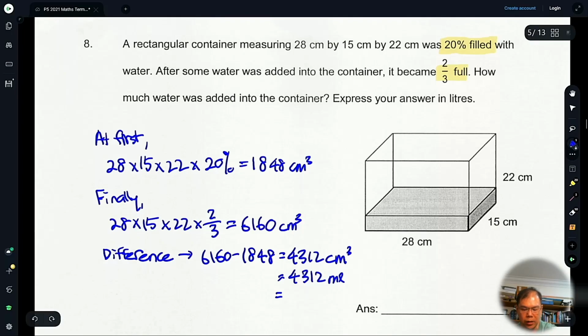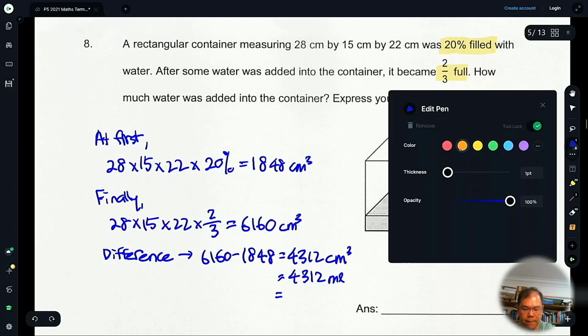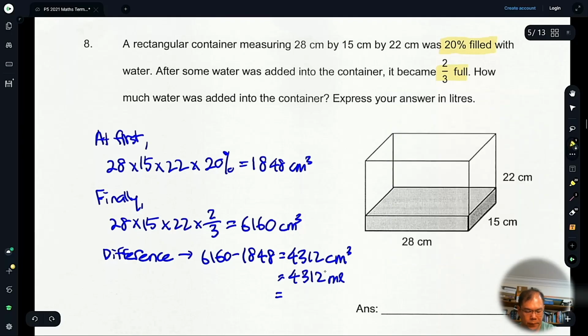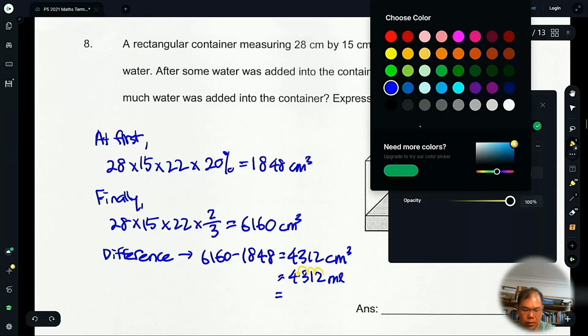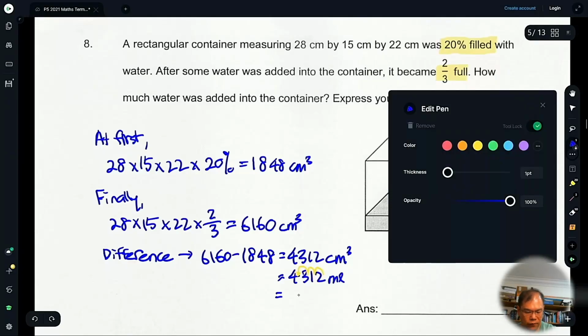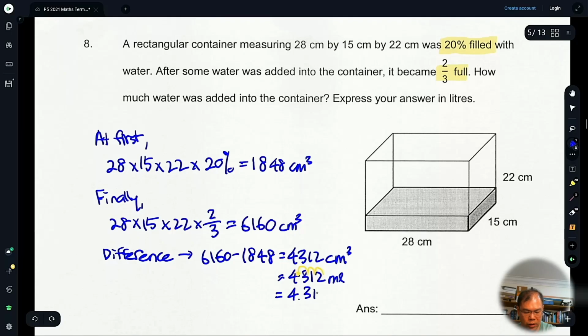Okay, so I can shift my decimal point 1, 2, 3. Okay, so it becomes 4.312 liters. That's the answer. Okay, important. Please read. Express your answer in liters.